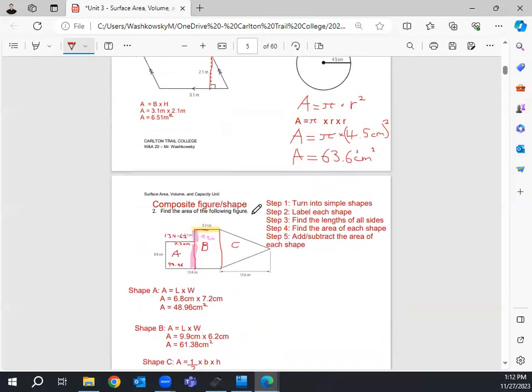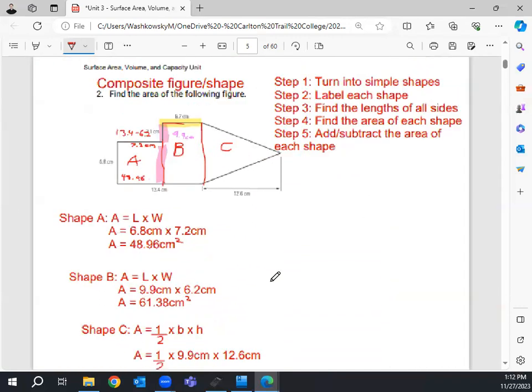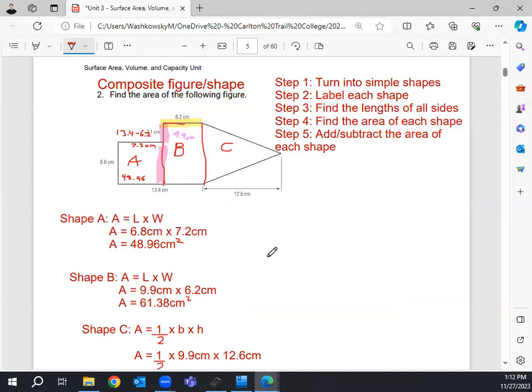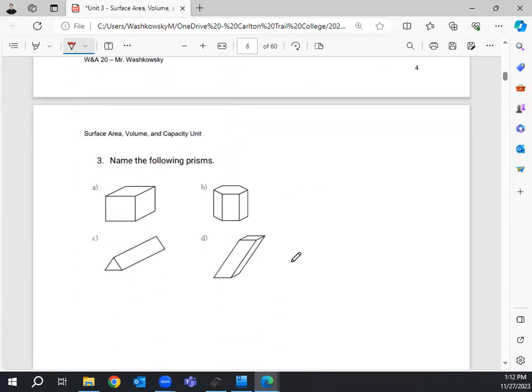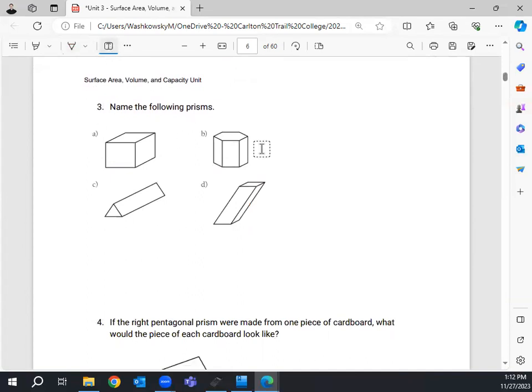Okay, so those are 2D objects. But we're also going to be looking at 3D objects as well. So we're looking at 2D and 3D. Now, I'm just going to give you the names of these things here. So we have A, B, C, and D. We have different shapes, but these are the actual prisms. These are all going to be prisms because they are 3D objects.